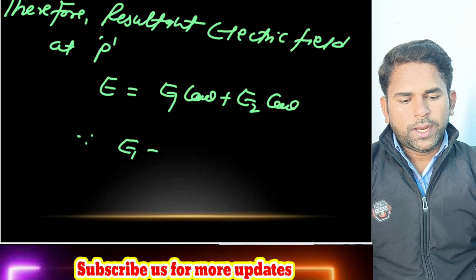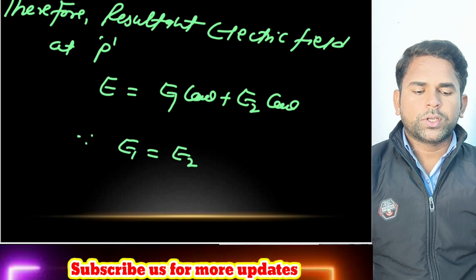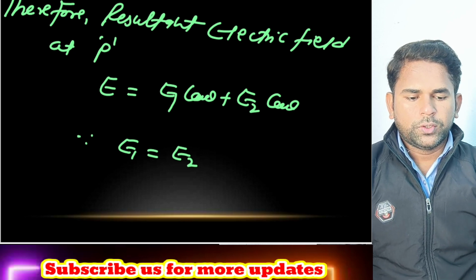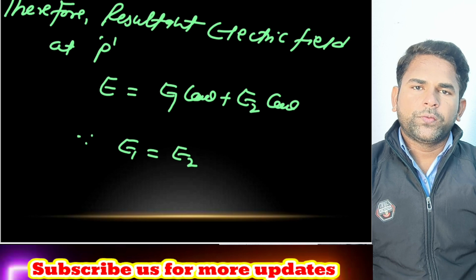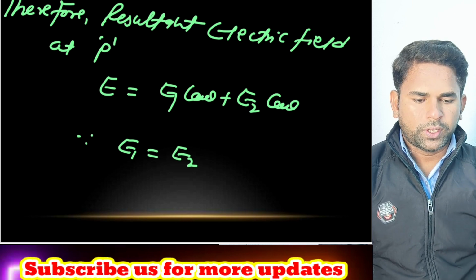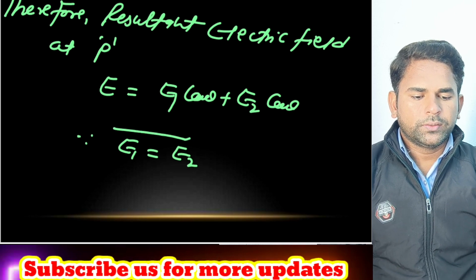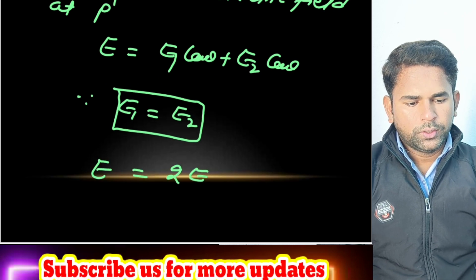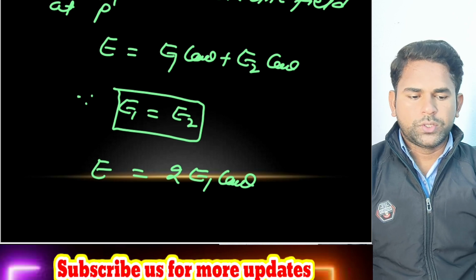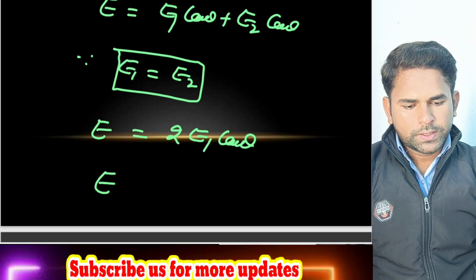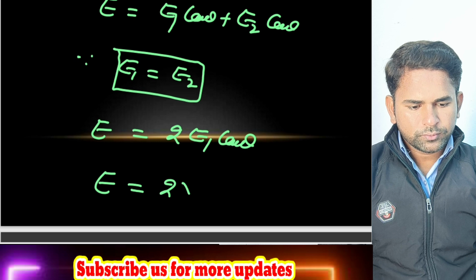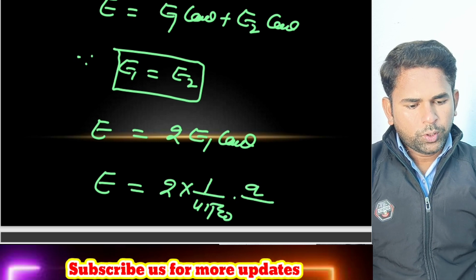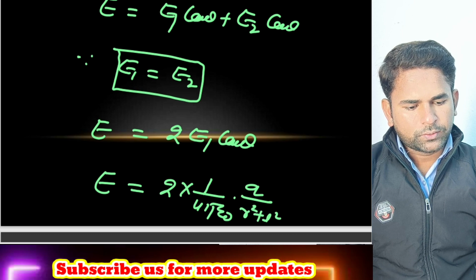Because E1 and E2, if you are taking magnitude also, no problem, it will be the same. If you are writing like this, this is okay, and if you are writing in magnitude form, that is also okay. Both are the same. So we can write E is equal to 2 E1 cos theta. Now we can place the value: E is equal to 2 E1, which is 1 upon 4 pi epsilon naught into Q upon R square plus L square.